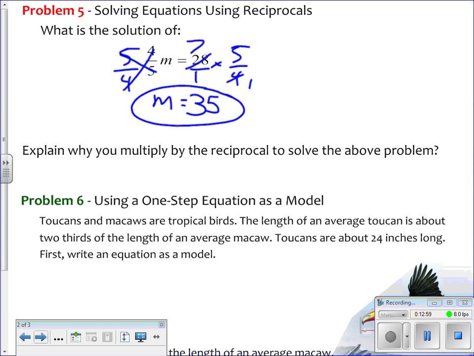Okay, so the question we have here: why would you multiply by the reciprocal? To make it 1, to get one factor. A number times its reciprocal gives you 1. That's the idea. So I want 1m, I want 1x, I want 1n, I want 1y, I want 1g, I want one of whatever that variable is. We want one of those equals to whatever. To get 1, you multiply by the reciprocal. That's why we do that.